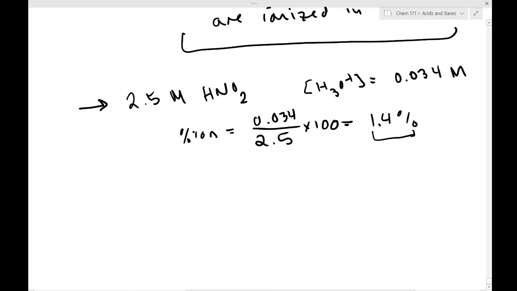This is actually a general trend. The more concentrated a solution, the less ionization that occurs.